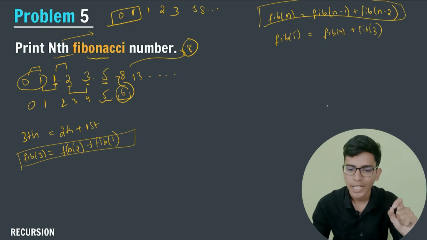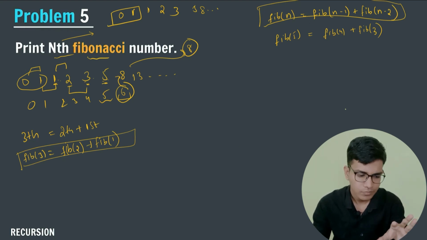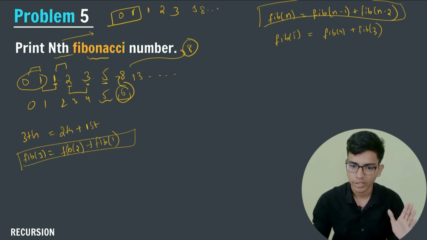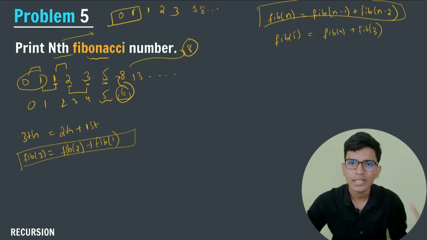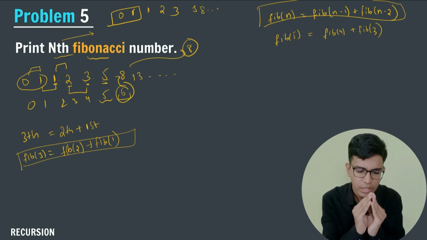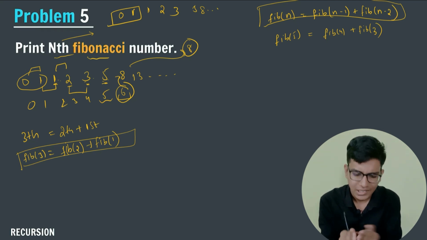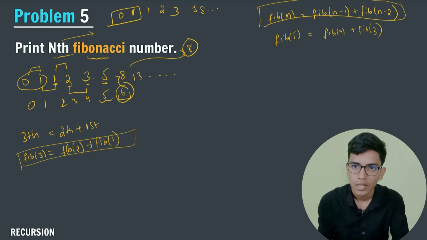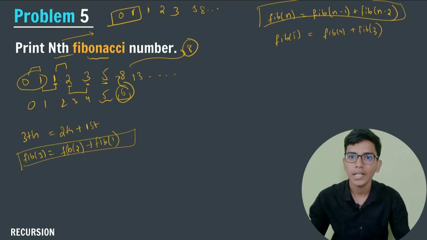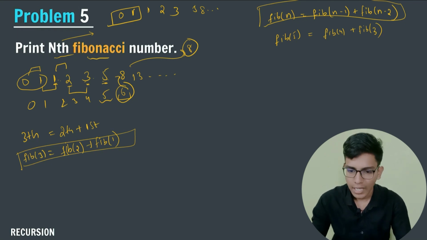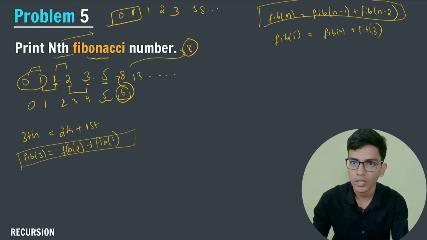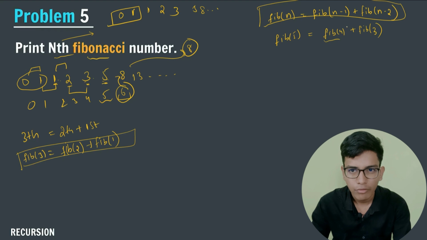So let us consider that I am calling Fibonacci of 5. I need to calculate the Fibonacci of the fifth term. So what do I need to calculate the fifth term of my Fibonacci number? Can I say that I need to calculate the fourth term and the third term? If I know the fourth term and third term, then I can simply calculate the fifth term. So Fibonacci of the fifth term is equal to Fibonacci of the fourth term plus Fibonacci of the third term. Okay, what is Fibonacci of the fourth term?